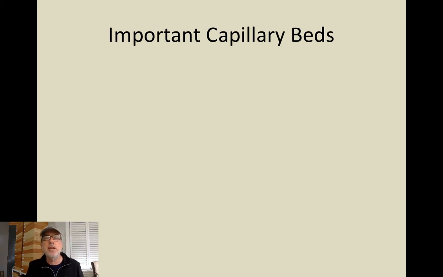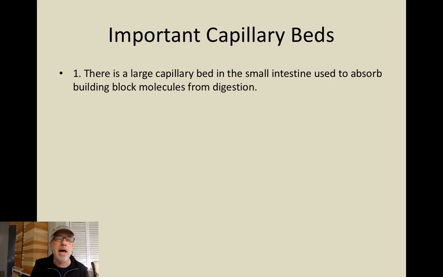Here are some important capillary beds that you should know and love. They're just key ones in the body. One, there's a large capillary bed in the small intestine. You probably could have figured that out. That is used to absorb the building block molecules. And those capillaries are in the individual villi and absorbing molecules that have been digested by the digestive system, and then they're going to carry them off towards the cells.